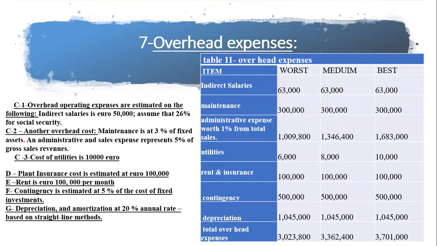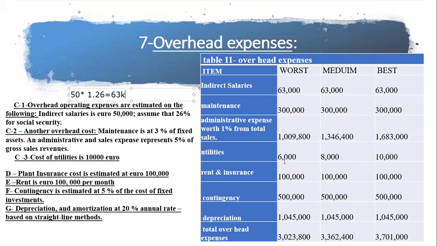For the overhead expenses, we have to focus on the amounts of values here, because you will see that the indirect salaries are 50,000. To find this, 50,000 times 1.26 gives me the 63,000 value of the indirect salaries. Maintenance is 3% of the 10 million, so it is 300,000. Cost of utilities and administration percent is 5% of the gross sales. This would be the percentage of the gross sales revenue, so I will take the 5% times the sales.